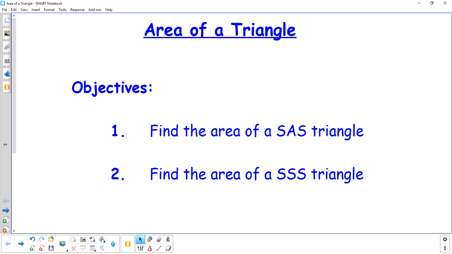All right, pre-calc, last flipped lesson of Unit 6. So this is really going to be all about area of a triangle. Now it's not going to be that typical 1/2 base times height that we're going to use. We are going to use two different formulas, one specific to a side angle side triangle and one specific to a side side side triangle.